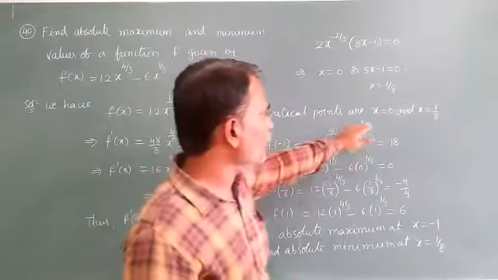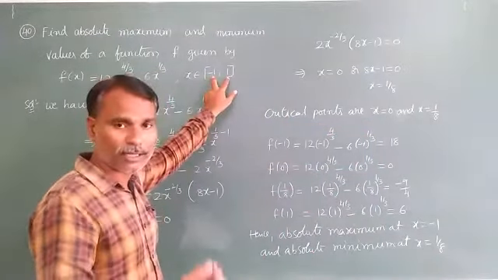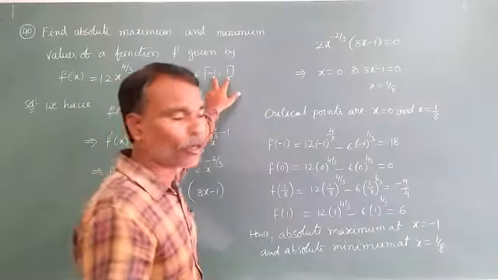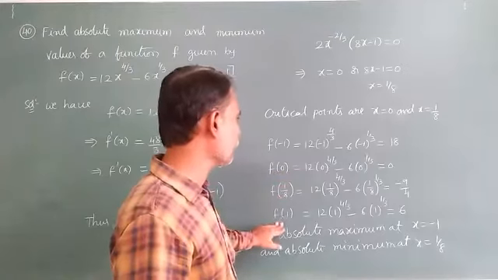Now the critical points are x equal to 0 and x equal to 1 by 8. Already given are minus 1 and 1. Now with us 4 values are there. So f of minus 1, f of 0, f of 1 by 8, and f of 1.